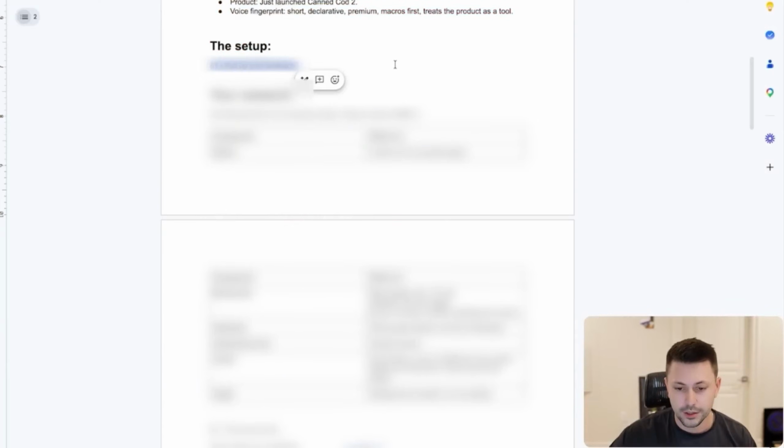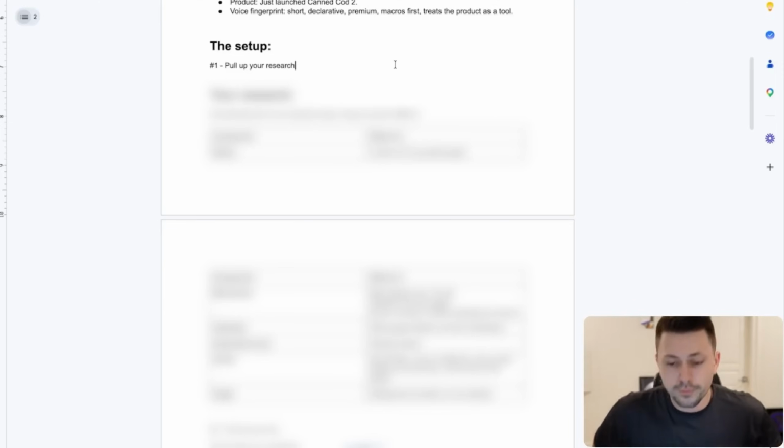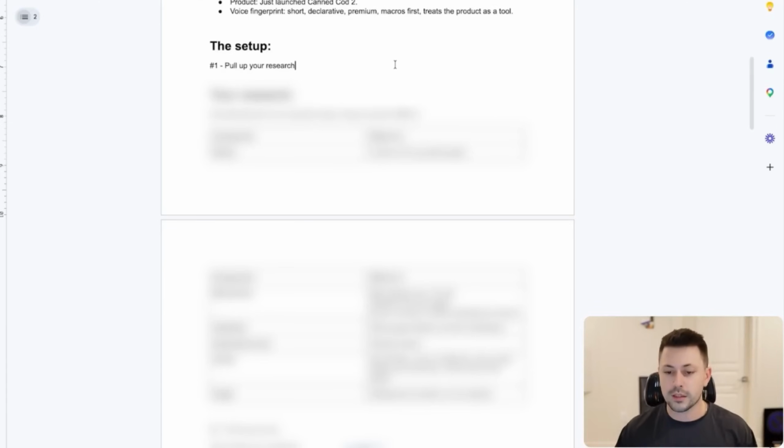So the first thing that you're going to do is pull up your research, okay? Now, your research doc might be a Google Doc, it might be a Notion file, whatever it is. You've probably just done research in general, because at this point, I think the majority of people know that if you're going to actually scale an ecom, you've got to do research and you've got to know who you're going after and what creatives you need to make.